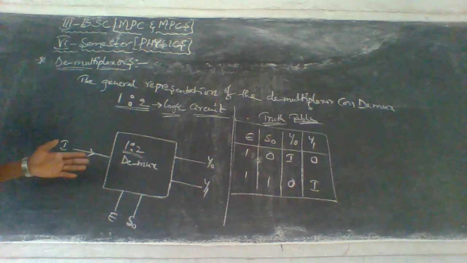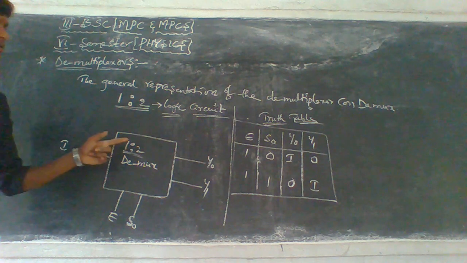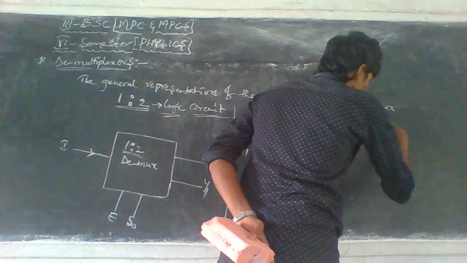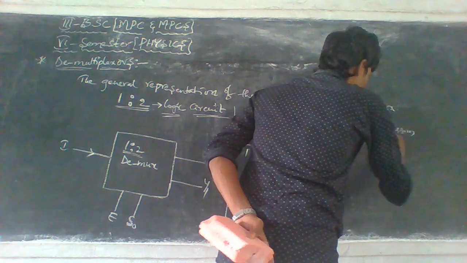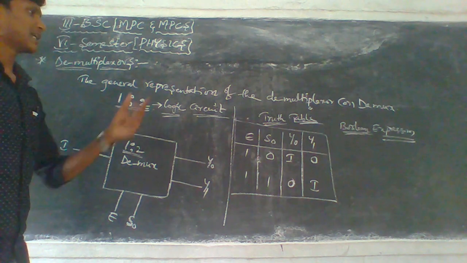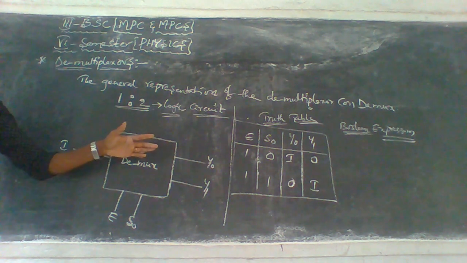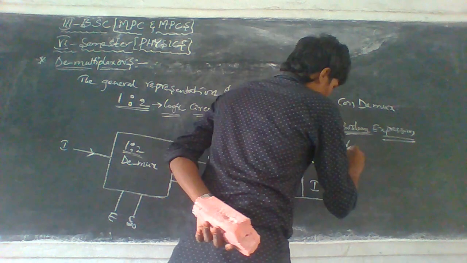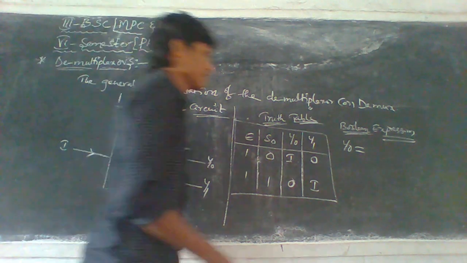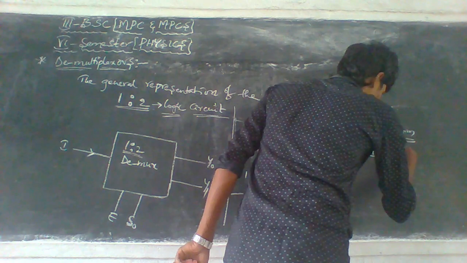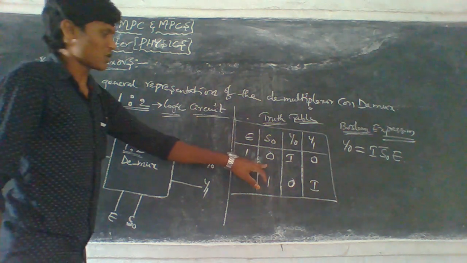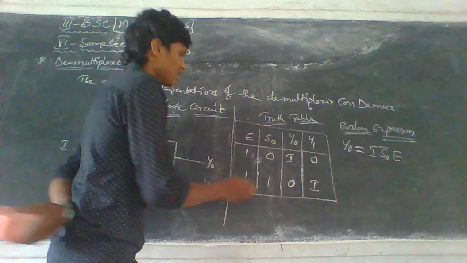So hence the Boolean expression of the one line input to two line output demultiplexer is: Y0 equals I S0 bar E.